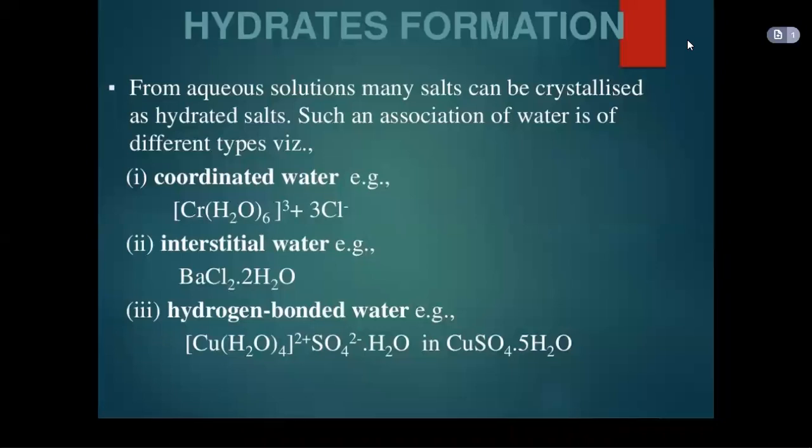The first one is coordinated water. The second one is interstitial water. The third one is hydrogen bonded water. Now how can you differentiate these? When water forms a coordinate bond with the molecule, it is coordinated water, when it combines like a coordinate compound. Interstitial means when water enters and takes a place in the interstitial sites of the crystalline solid.